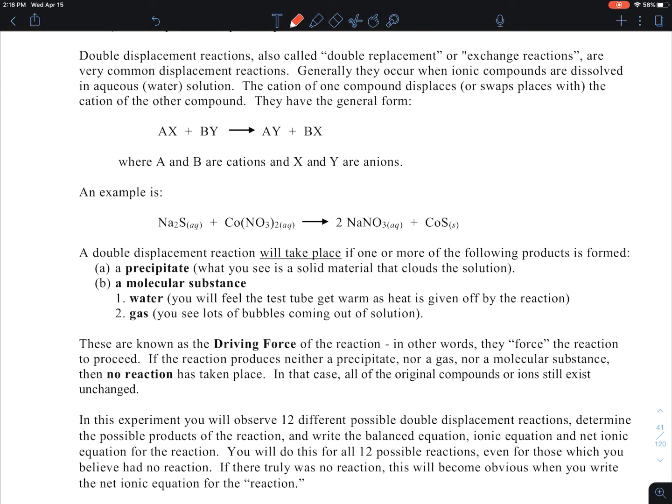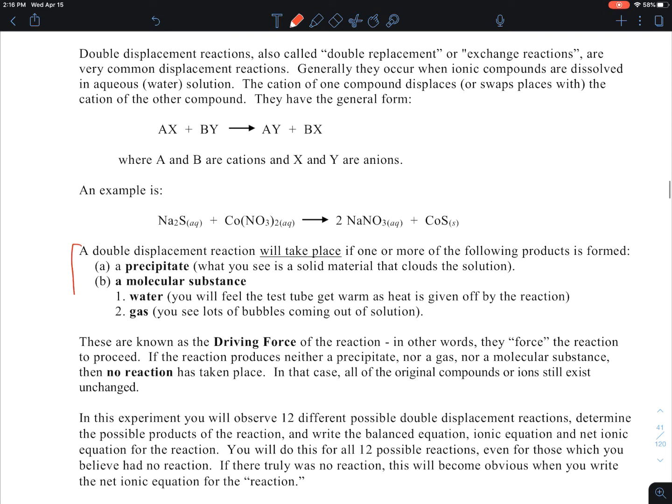The thing that I want to point out to you now, and I'm going to give you some background on it in a second, is that double displacement reactions only occur when you make a precipitate or something that's molecular, such as a water or a gas. If you don't make a precipitate, water, or a gas, no reaction occurs. And so in this experiment, you'll be asked to figure out if a water, gas, or a precipitate is forming in order to predict these reactions.